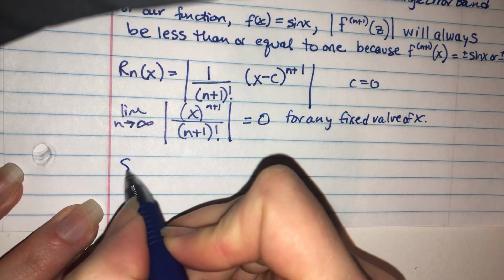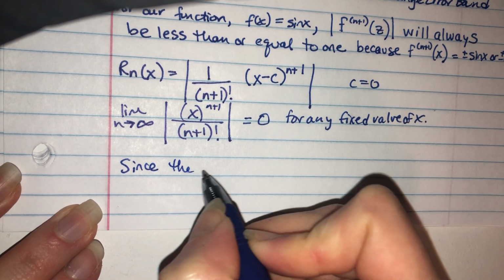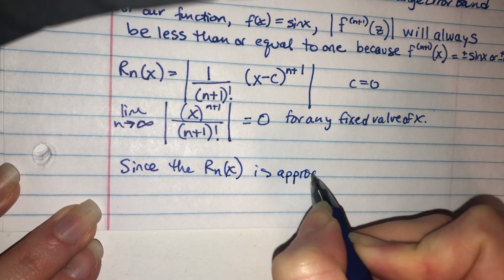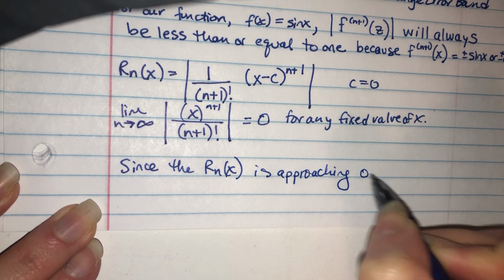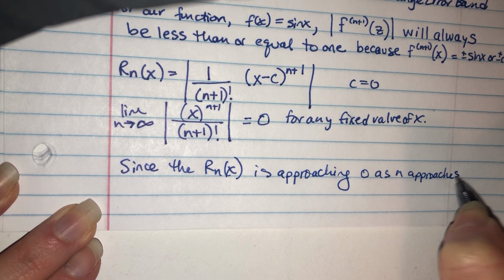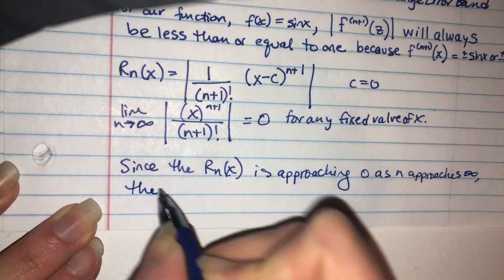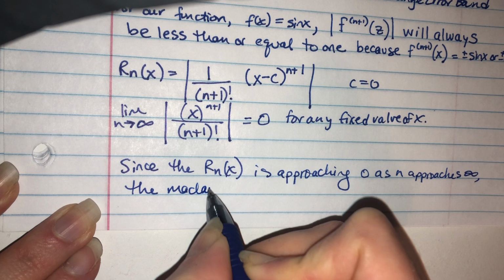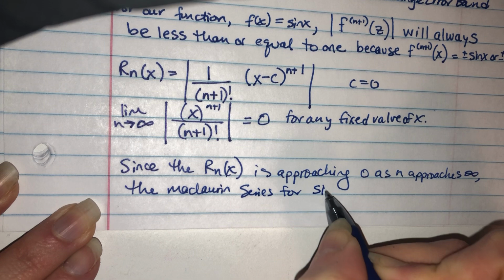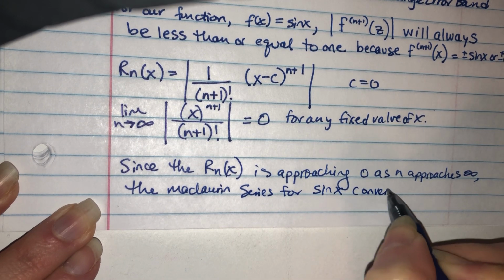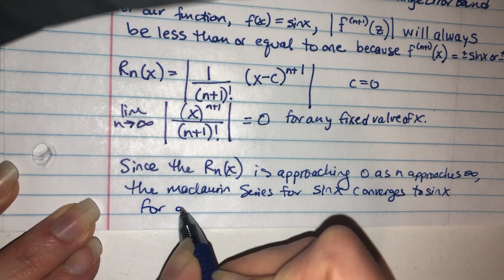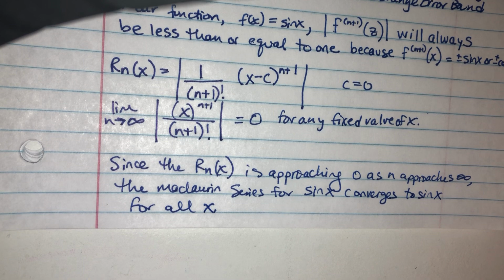So since the remainder of x is approaching 0 as n approaches infinity, the Maclaurin series for the sine of x converges to the sine of x for all values of x.